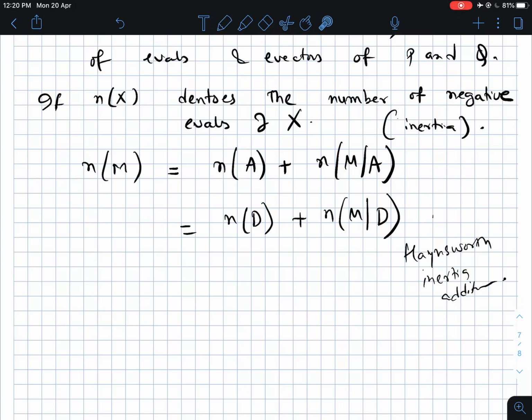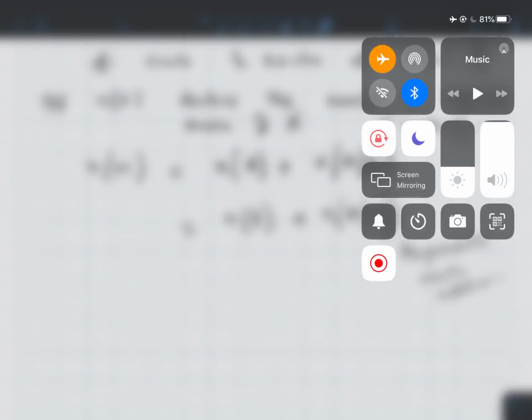Of course, there's nothing special about negative here. You can also write the same thing for positive eigenvalues. The number of positive eigenvalues of M is the number of positive eigenvalues of A plus the number of positive eigenvalues of the Schur complement of A. You can also write it for the number of zero eigenvalues. The number of zero eigenvalues of M is equal to the number of zero eigenvalues of A plus the number of zero eigenvalues of the Schur complement of A.